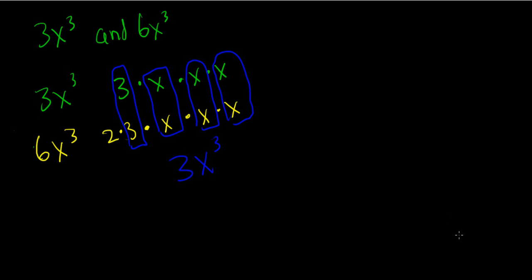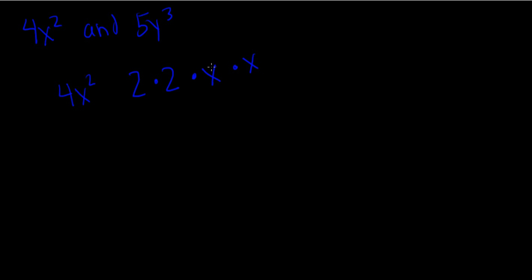Now let's look at another example of this. We're going to do the greatest common factor of 4x squared and 5y cubed. So again, let's start with the 4x squared. We want to break it down. So we know that 2 times 2 equals 4, so we're going to break it down to prime numbers. So 2 times 2 times x times x.